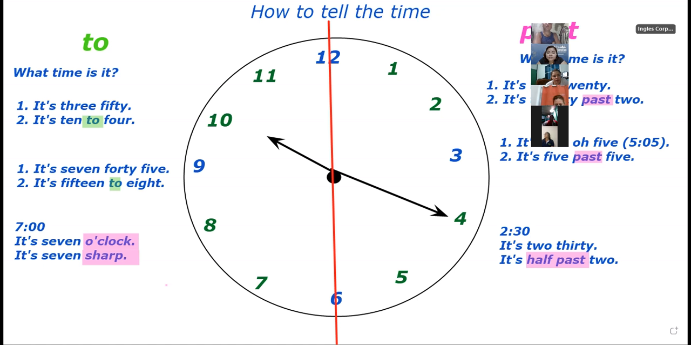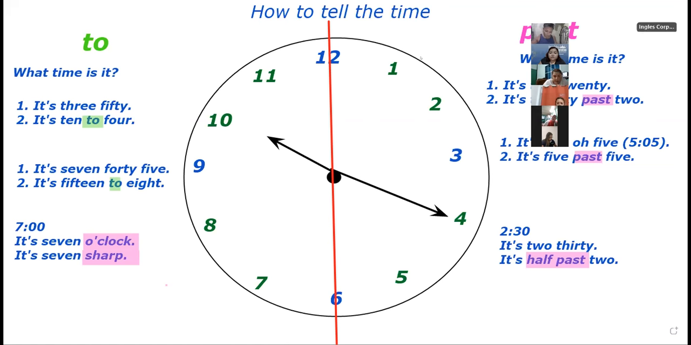Thank you very much. ¿Alguien más? Entendemos cómo se... Esto es solamente cómo se dice la hora. Esto es específico para la pregunta What time is it? ¿Qué hora es? ¿Entendemos esta parte? ¿Sí? ¿Tomaron nota?